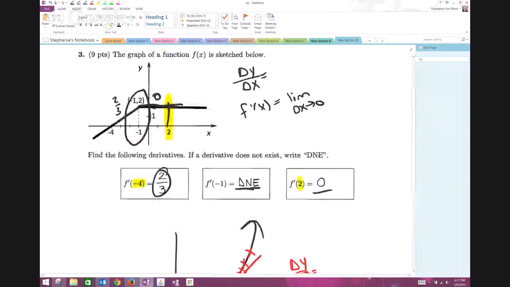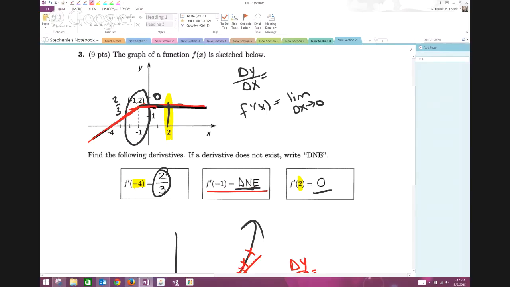Here, this is a constant slope, and here, this is a constant slope. The reason why it doesn't exist at -1 is because the limit on the right and the limit on the left don't equal each other. The slope this way is different than the slope this way.